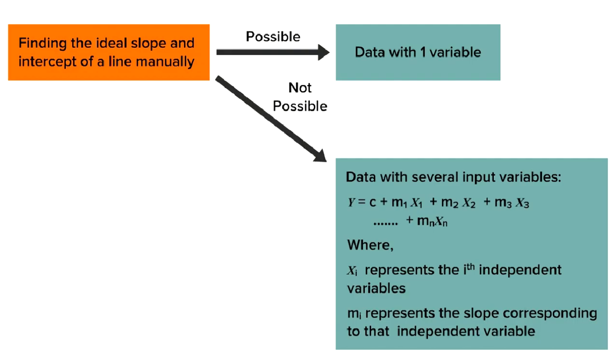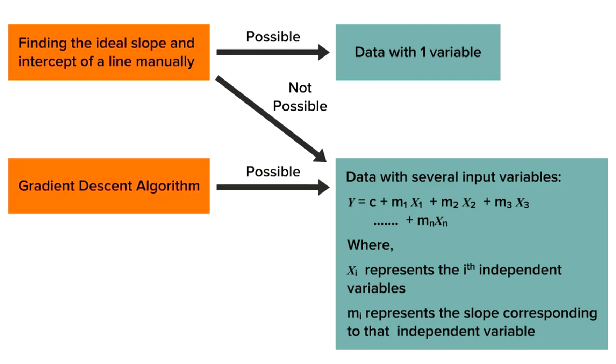It is not possible, or rather would be very tedious, to calculate the ideal values of m1 to mn and intercept c manually as we did before. To counter this problem, we will learn about the concept of gradient descent algorithm, which helps us to find the ideal value of m corresponding to each and every independent variable automatically. And we will learn about it in the next topic.